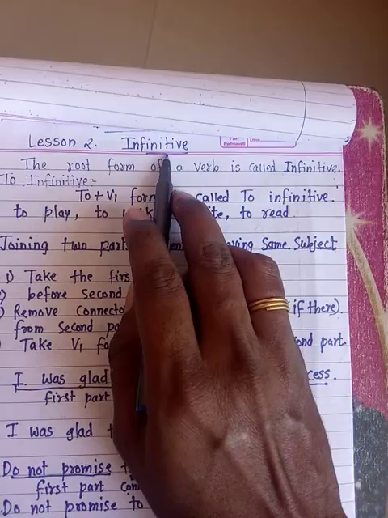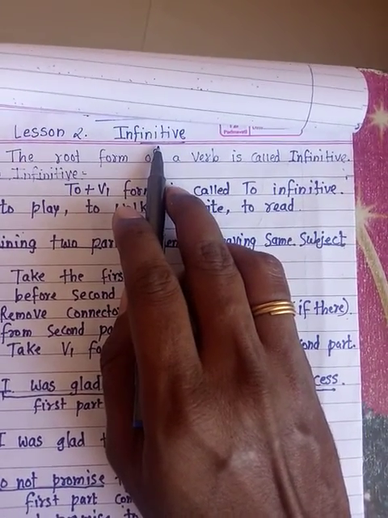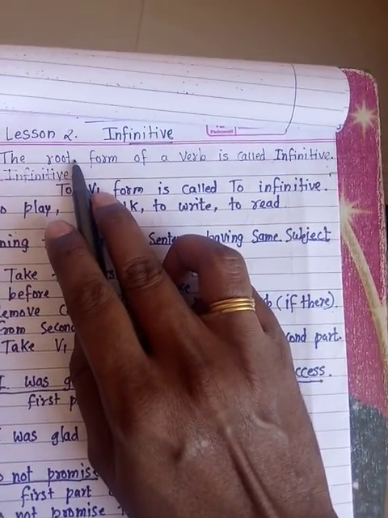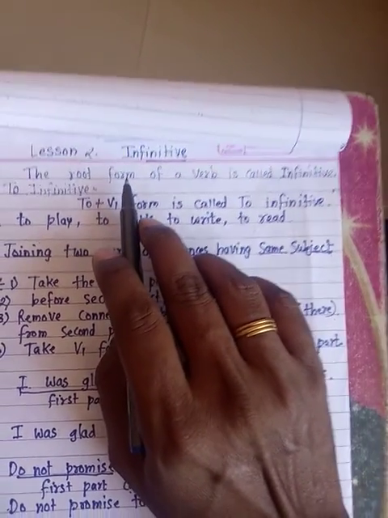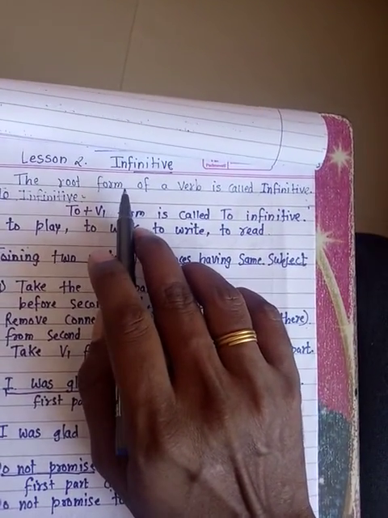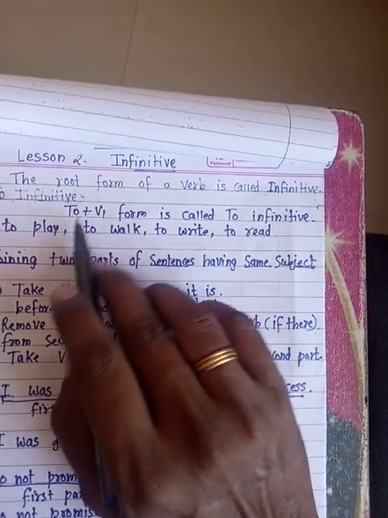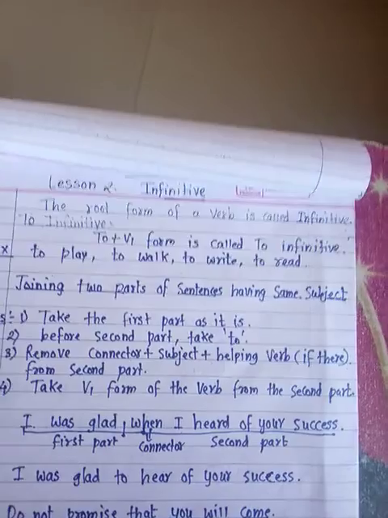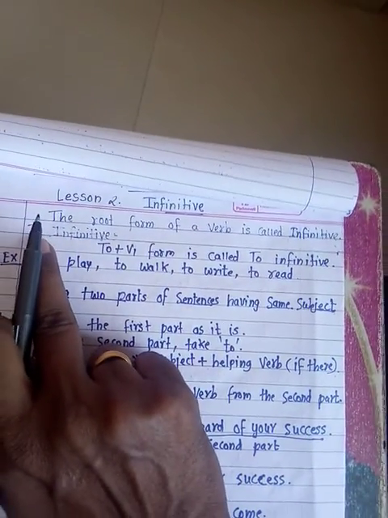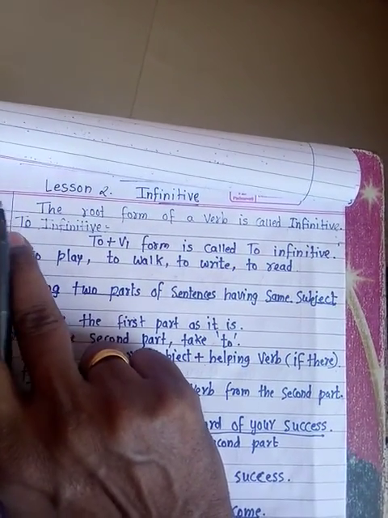First, understand what infinitives are. Infinitive means the root form of a verb. Root form means the first form of any verb. For example, write, play, read. And in this chapter we are going to study the to infinitive.